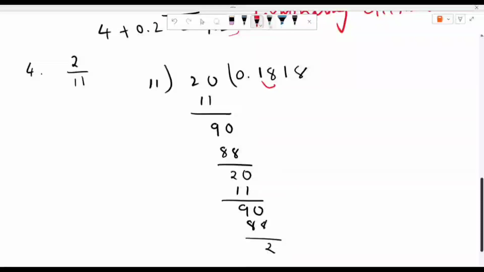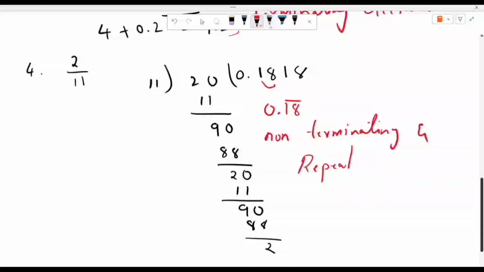So this type of decimal is known as, so how can I write this? 0.18 bar, means 18 is repeating. So this type of decimal is known as what? Non-terminating and repeating decimal, because 18 is repeating. So 2 by 11 is a non-terminating repeating decimal.